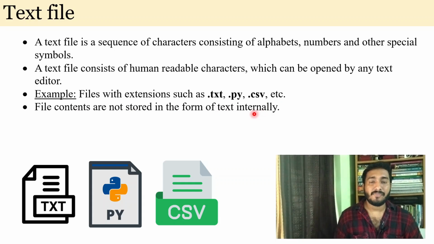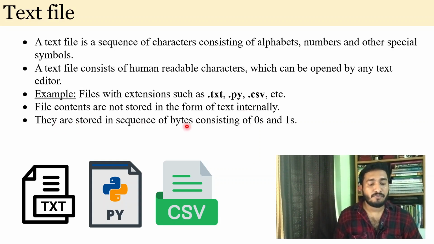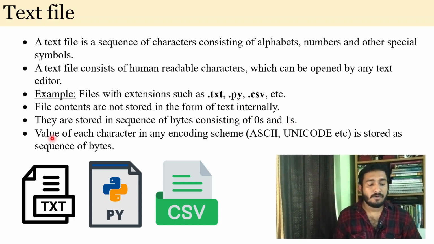File contents are not stored in the form of text internally. Even when we say that in a text file data is stored in the form of ASCII, actually all the ASCII characters also should be converted into binary format. They are stored as a sequence of bytes consisting of zeros and ones. The value of each character in any encoding scheme, whether ASCII or Unicode, is stored as a sequence of bytes, nothing but zeros and ones.